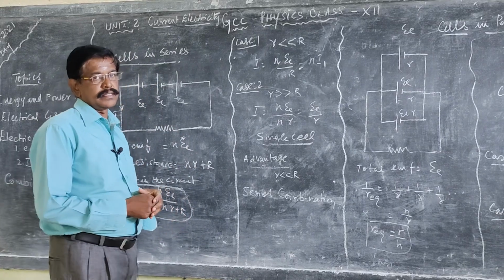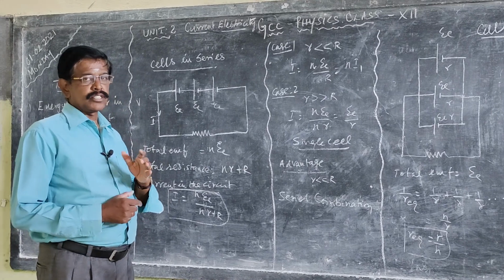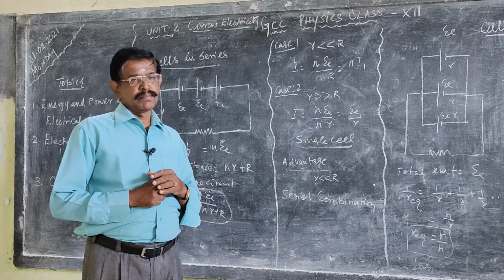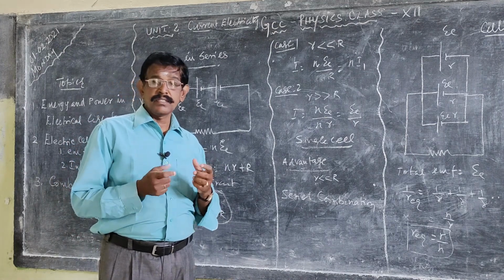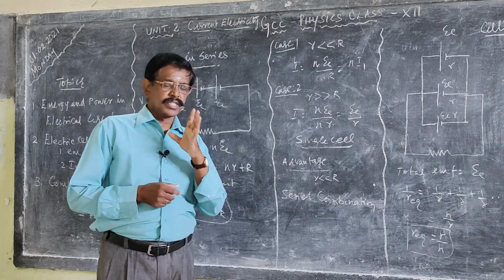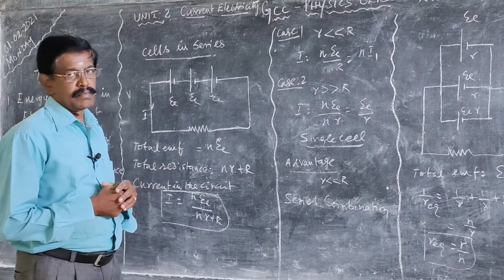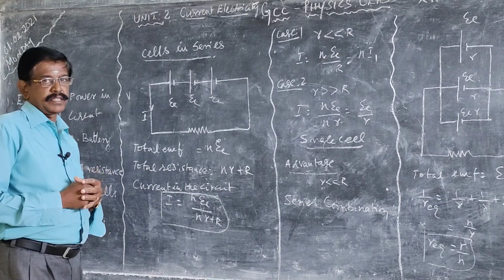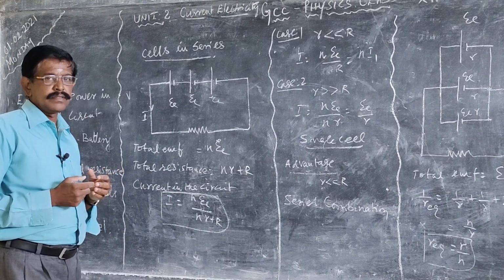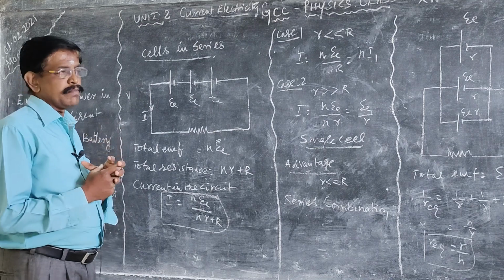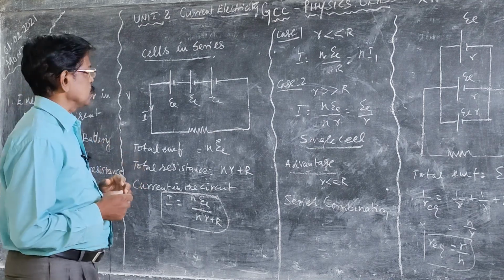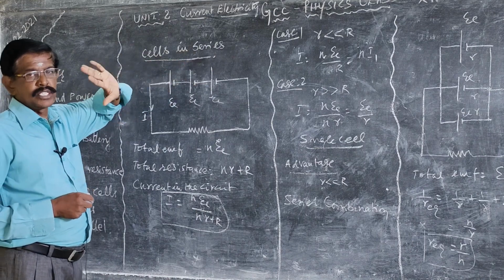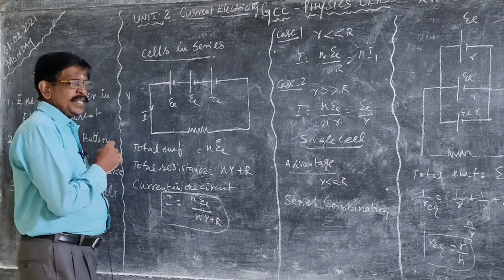The last topic is the combination of cells. When we combine all the cells, this is a combination. There are two types of combination: one is series combination, the other is parallel combination. Now let us discuss the series combination. What happens when the cells are connected in series? When we combine cells, it forms a battery, as we already saw. Okay? Now, the cells are connected in series. What is the meaning of series connection?